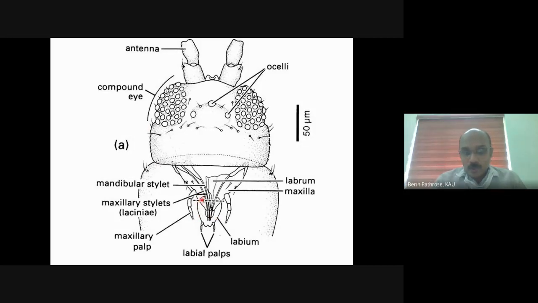See, this is the mouth cone. See, this is the conical structure. You can see it over here. This is the labrum, the clypeus will be over here. This is the maxillary palpi. These two are the labial palpi, and you can see only 3 stylets are present: 1 mandibular stylet and 2 maxillary stylets. So this is the mouth cone. So this is the structure of rasping and sucking mouthparts in thrips.